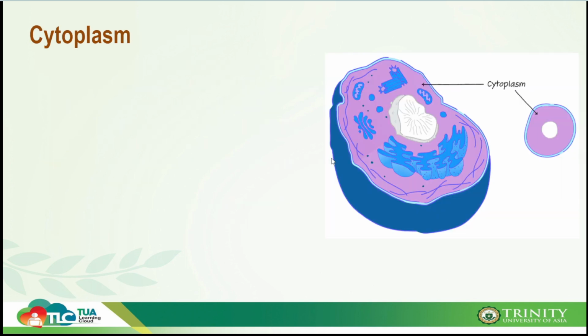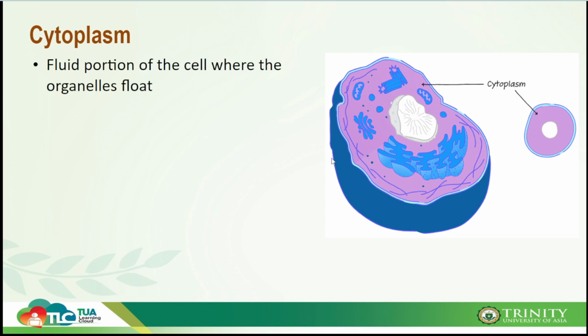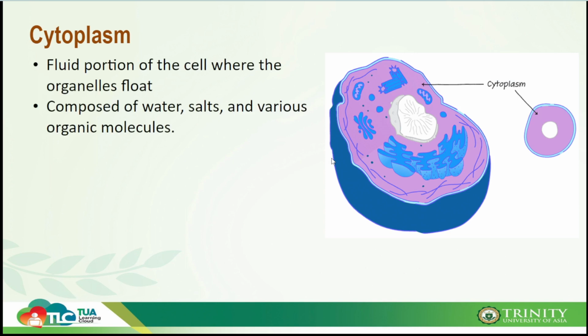The next is the fluid inside the cell, which is the cytoplasm. So the cytoplasm is the fluid portion of the cell where most of the organelles float. Aside from water, it is also composed of salts and various other organic molecules.